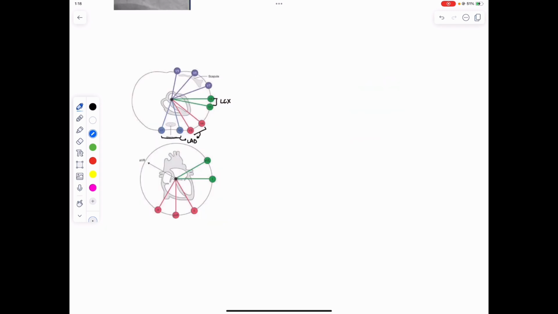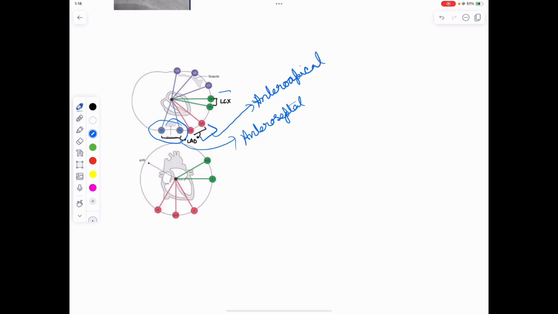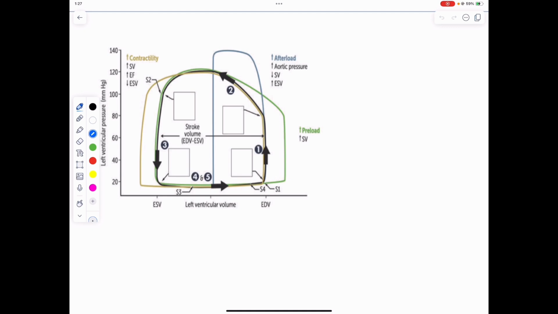Now what are the ECG leads that determine what is being seen? Leads V1 and V2 are anteroseptal, V3, V4 anteroapical, V5, V6 lateral wall. Now this is the pressure volume curve that we see here.